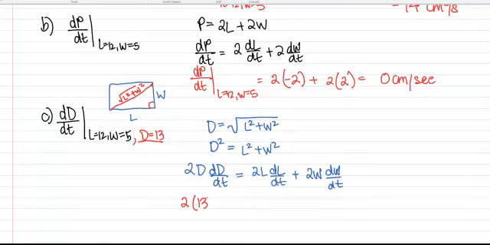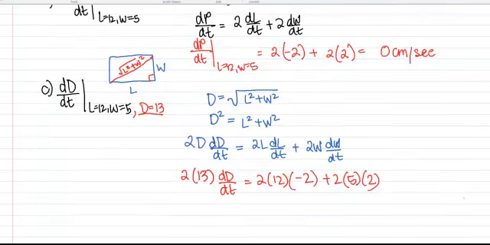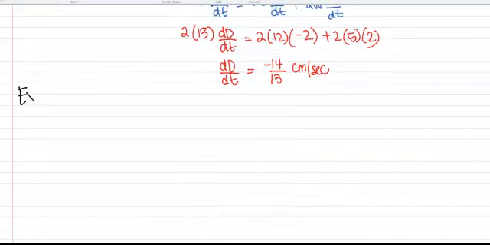So 2 times 13 times dd/dt equals 2 times 12 times negative 2 plus 2 times 5 times positive 2. So add everything all up, move them over, you're going to find that dd/dt equals negative 14 over 13 centimeters per second. I'll go ahead and do one more.